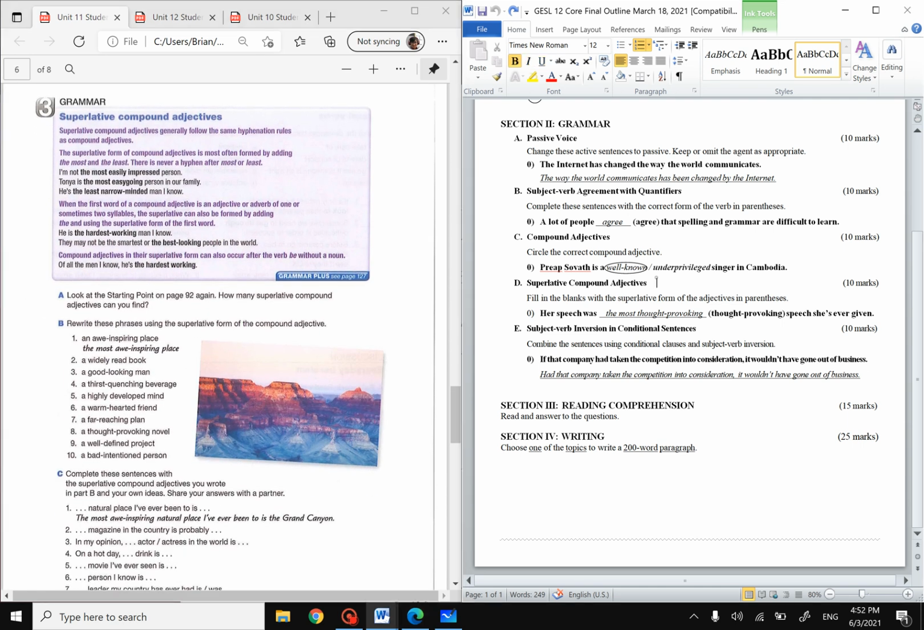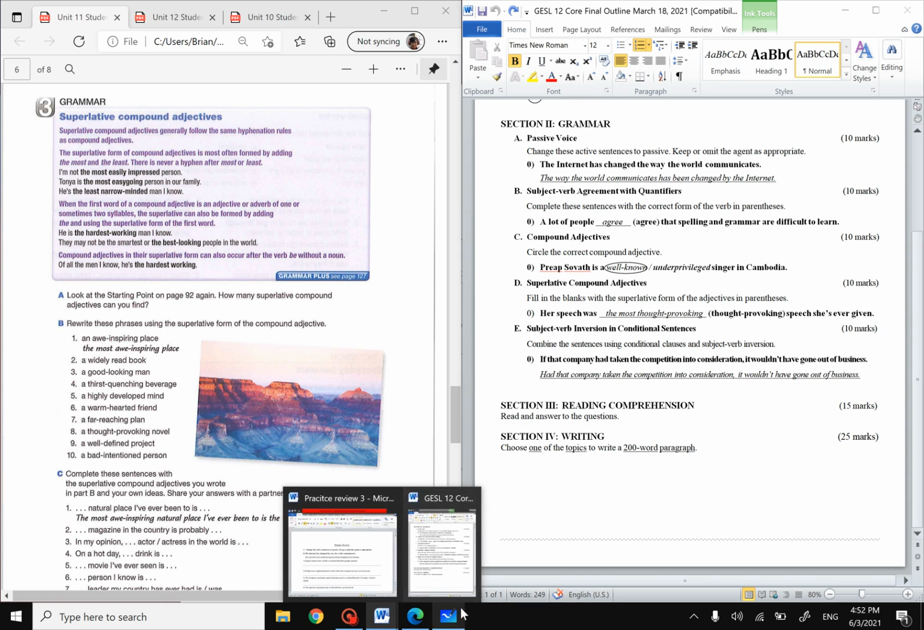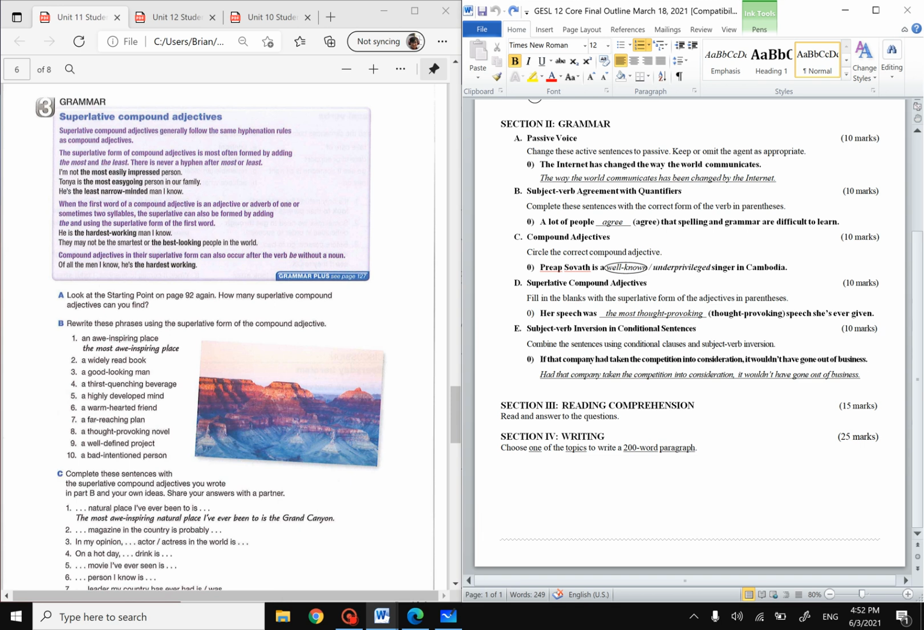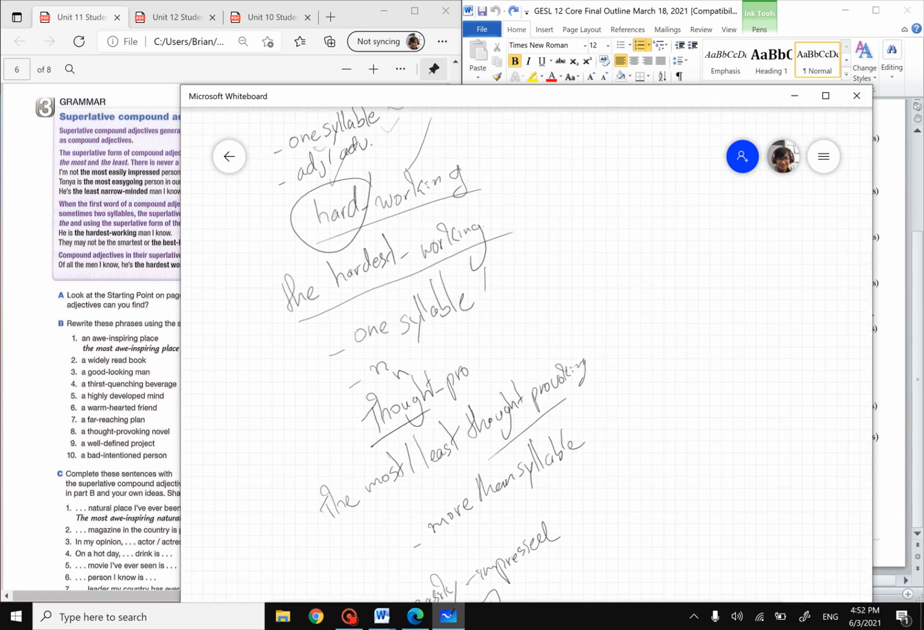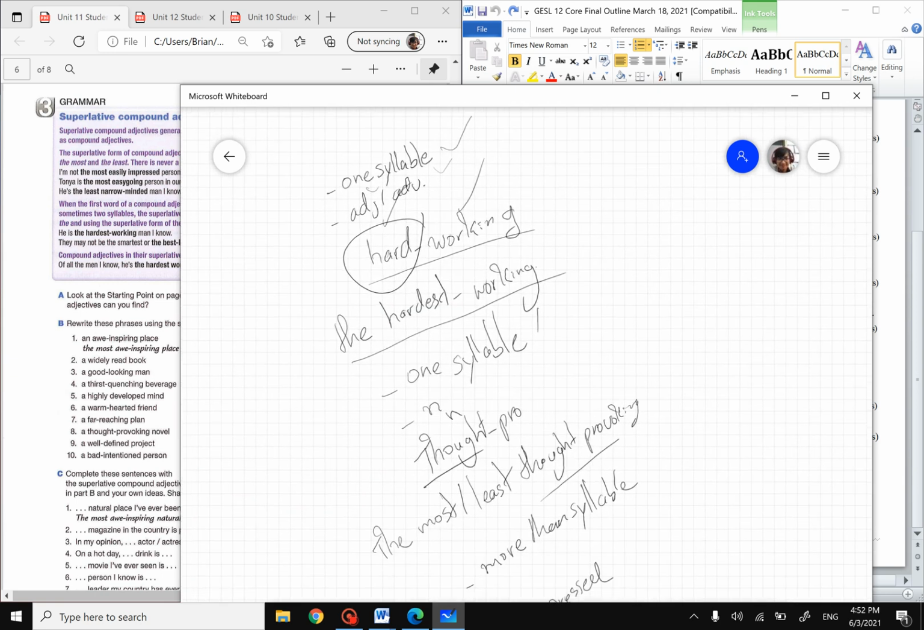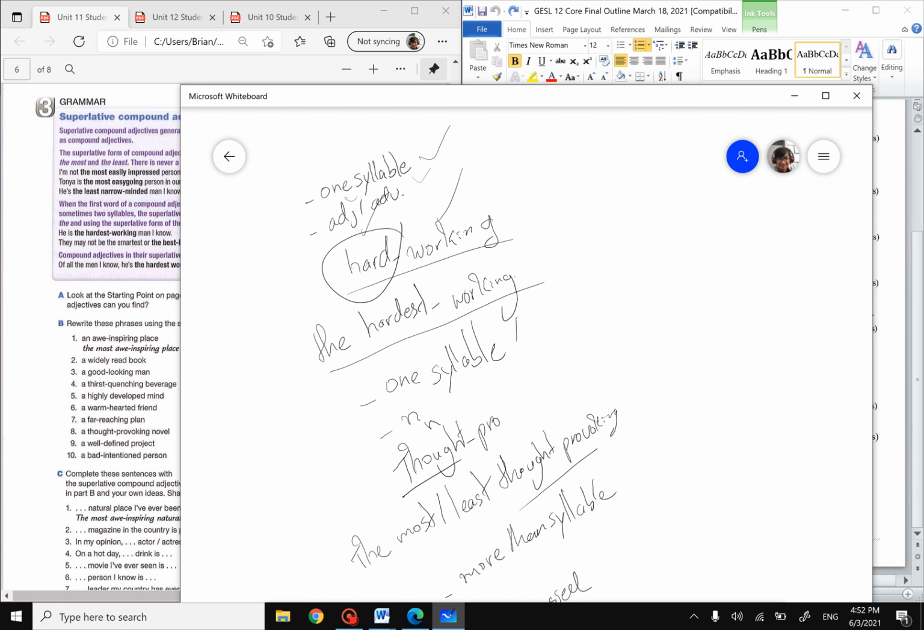Right, and the next one, superlative compound adjective. In superlative compound adjective, they want you to change from a normal compound adjective into the compound adjective in superlative form. And for that, we have three rules.